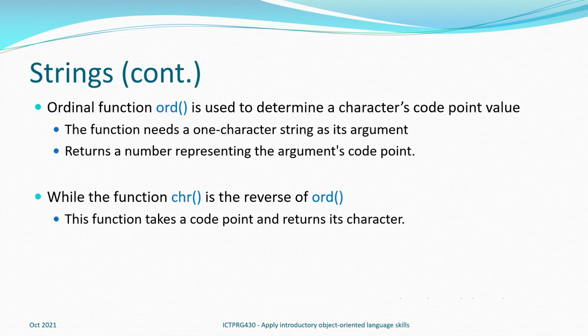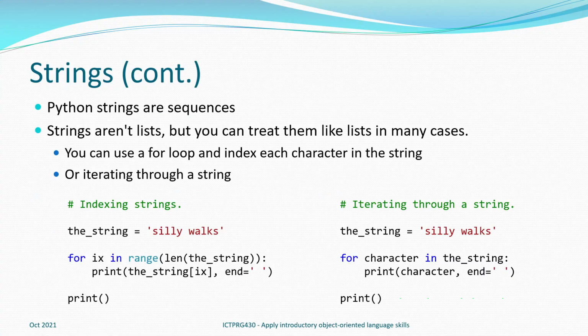The ordinal function is used to determine the code point. So it basically uses a character string as its argument and returns the number for that code point. While the character function is the reverse, so you can put in the code point and it gives you the representing character. Now that will depend on which character set you've got running.